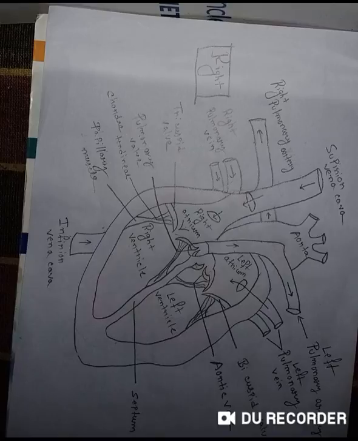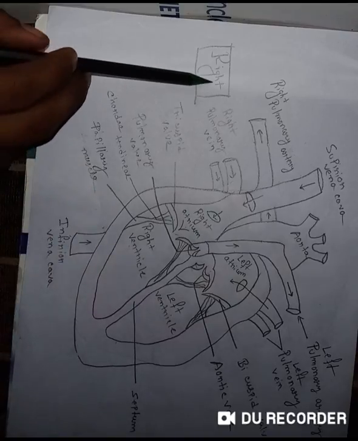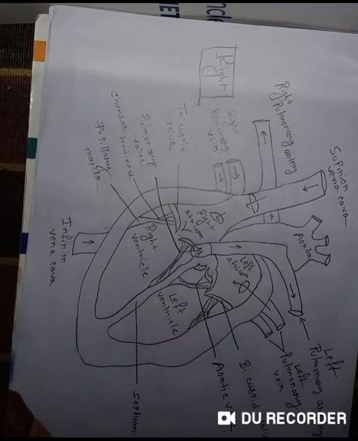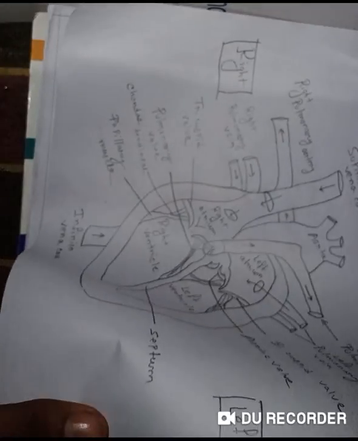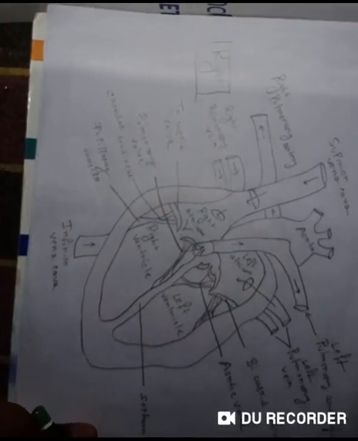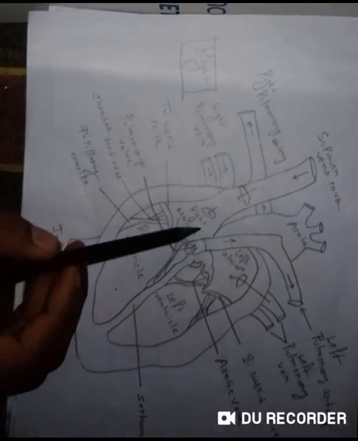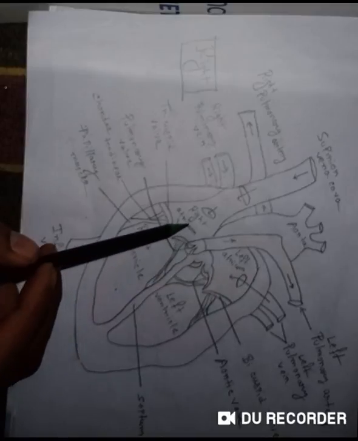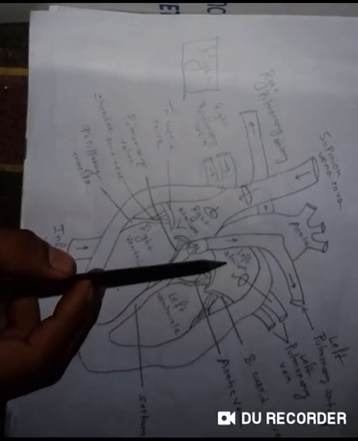Our heart has got four chambers: two atria, or auricles, and two ventricles. This side is the right side, and this one is the left side. These four chambers are the right atrium, left atrium, right ventricle and left ventricle. These four are the chambers of the heart.